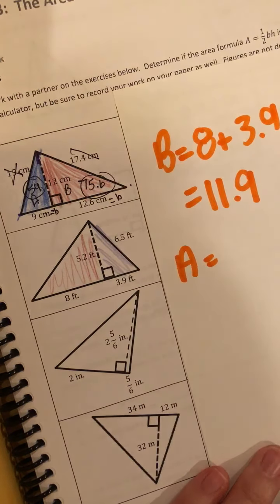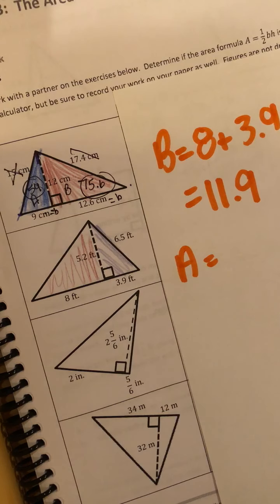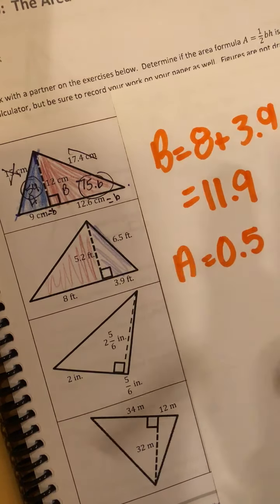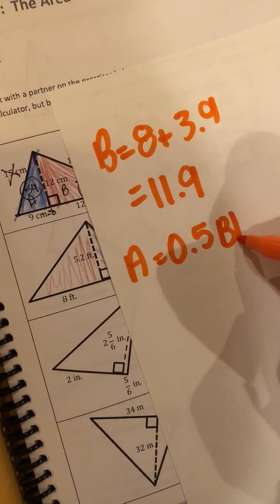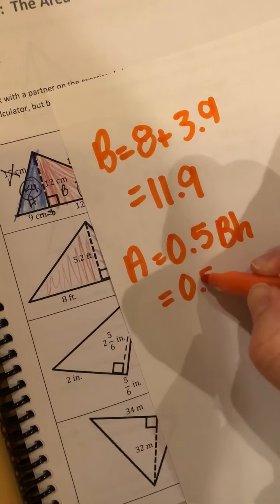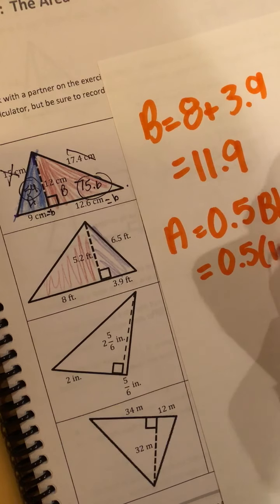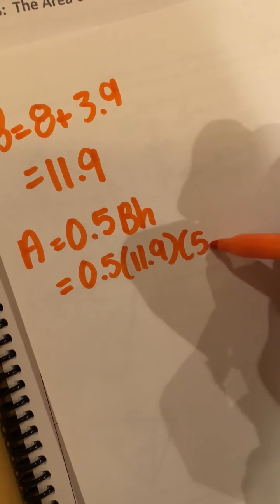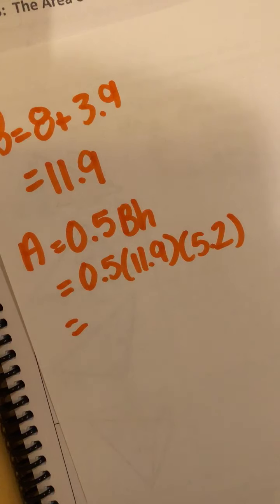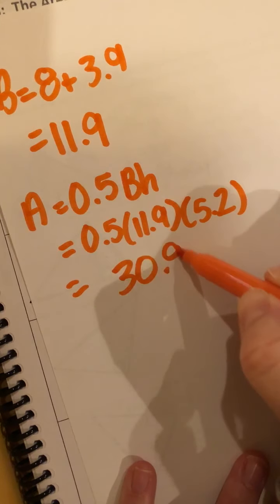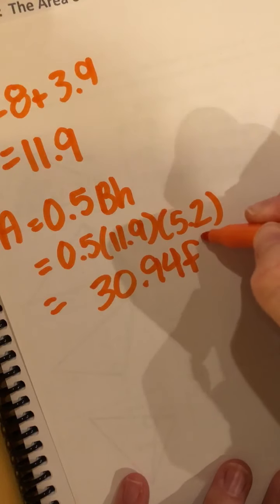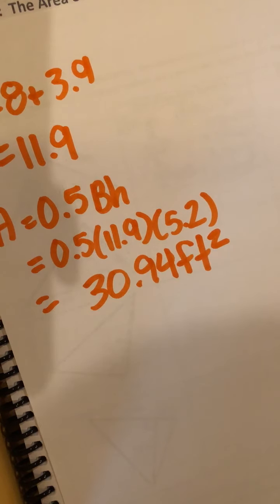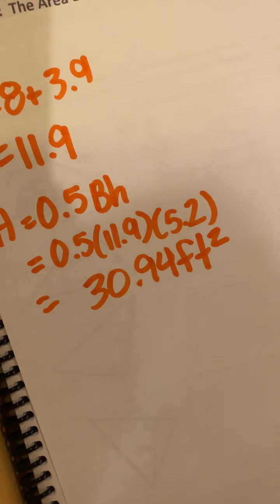So A equals, what formula should I use? I'm working with decimals, so I'm going to use 0.5 BH. 0.5 times the base, 11.9, and the height is 5.2. So I'm going to enter it into my calculator. 11.9 times 5.2 is 30 and 94 hundredths, and I'm working with feet squared. So that's just combining them.